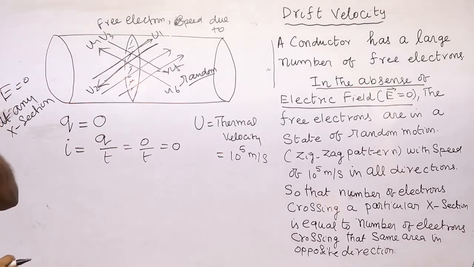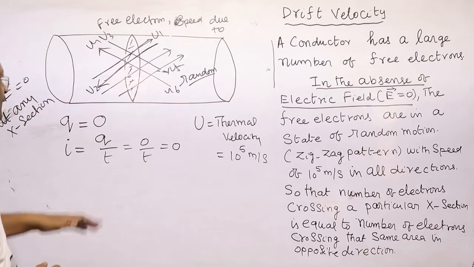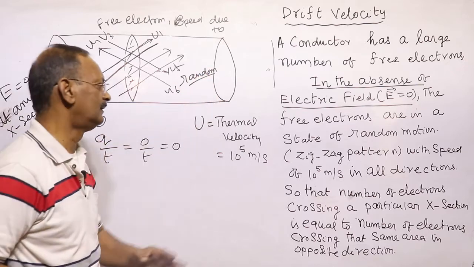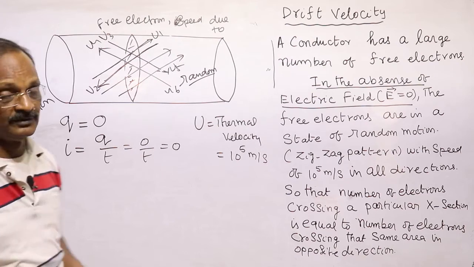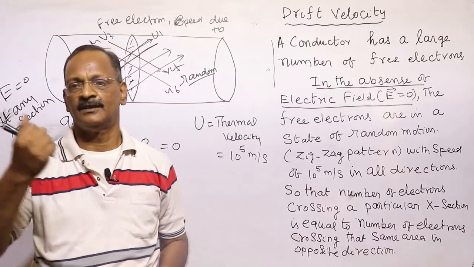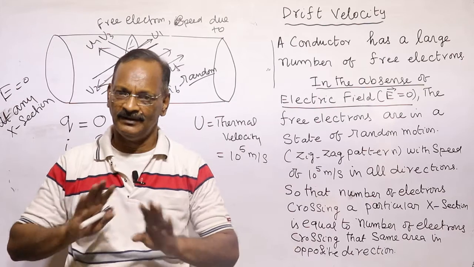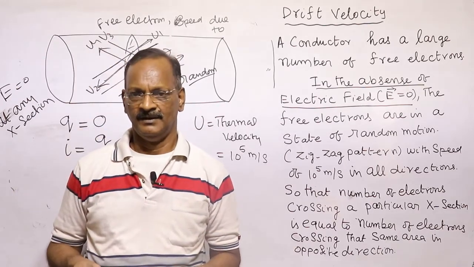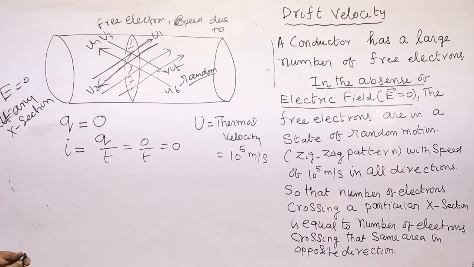It means the net current flowing across any cross section at any time, when no electric field or potential is applied across the conductor, will be equal to 0. Though the electron has thermal velocity, the net charge crossing any cross section of the conductor will be 0. It means charge is equal to 0, so the net current flowing through the conductor will definitely be 0 according to this equation.